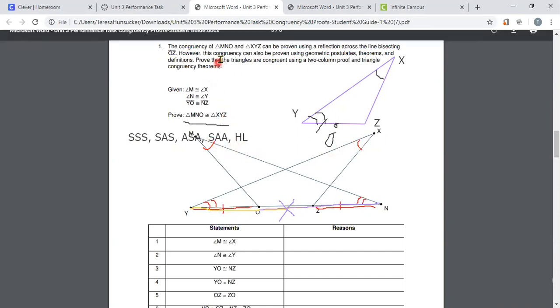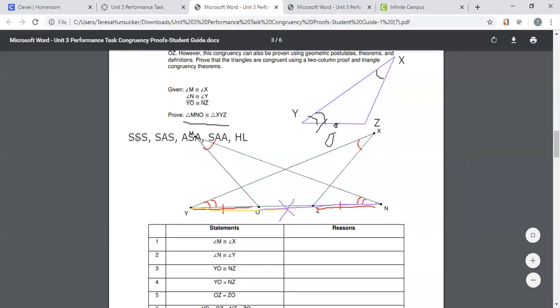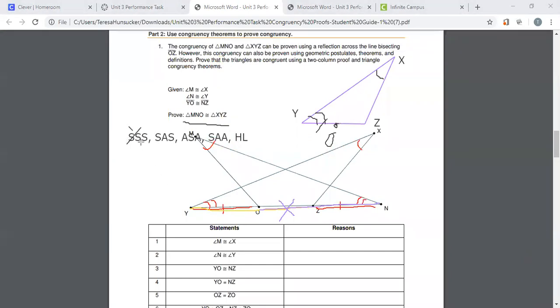Well, we certainly don't have side-side-side. And since we have 2 pairs of angles, side-angle-side is only 1 pair. It's not that. It could be angle-side-angle or side-angle-angle. It's definitely not hypotenuse-leg. We don't have a hypotenuse. Hypotenuses are for right triangles. So it's either angle-side-angle or side-angle-angle. It's either the included side or non-included side.